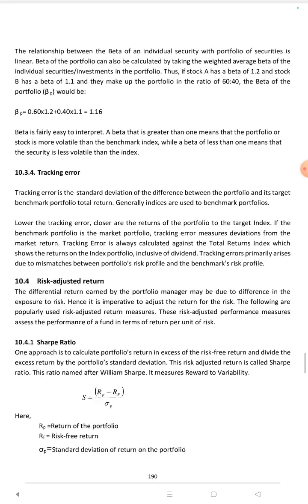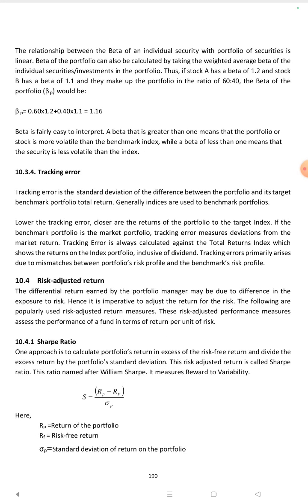The relationship between the beta of an individual security with portfolio of security is linear. Beta of the portfolio can also be calculated by taking the weighted average beta of the individual securities invested in the portfolio. Thus, if stock A has a beta of 1.2 and stock B has a beta of 1.1 and they make up the portfolio in the ratio of 60-40, the beta of the portfolio would be 0.6 into 1.2 plus 0.4 into 1.1.